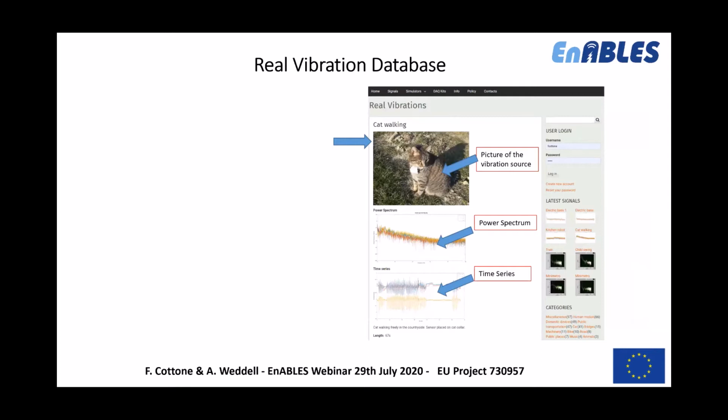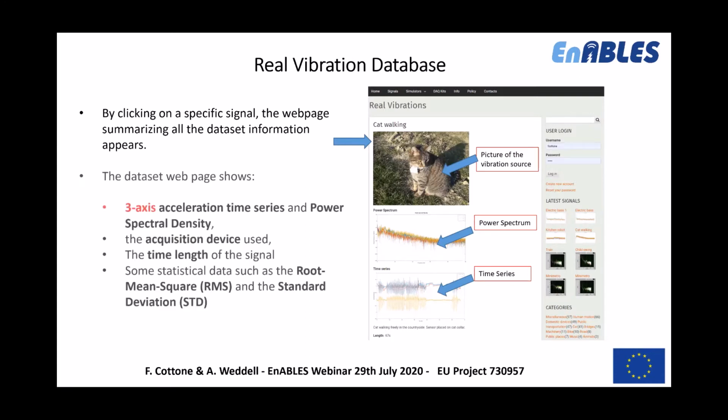Here you can see some examples. If you click on a specific signal, a new web page opens and summarizes all the dataset information. In this case, for example, we have taken some vibration from a walking cat. We attached the data logger on the collar of the cat, and then we recorded all the movement and the acceleration in the XYZ direction of this animal. And so you have the time series and the power spectrum. Okay, this is just an example.